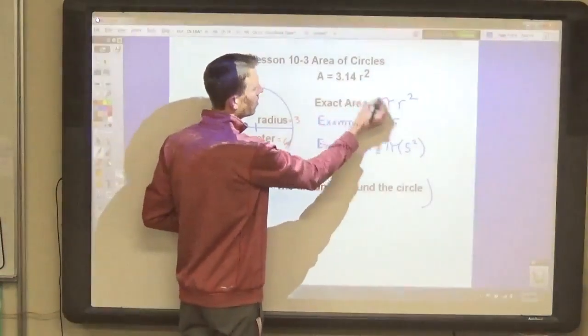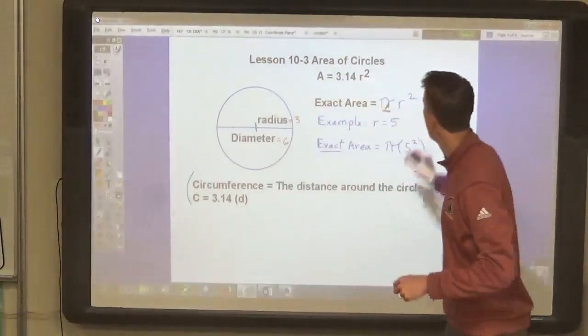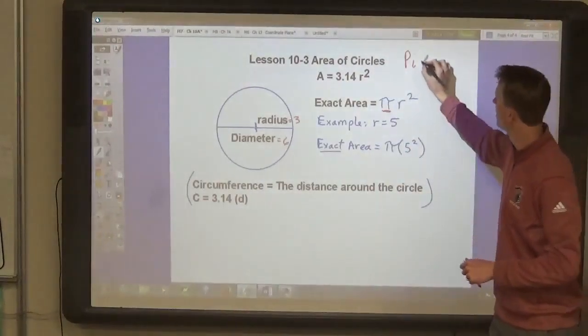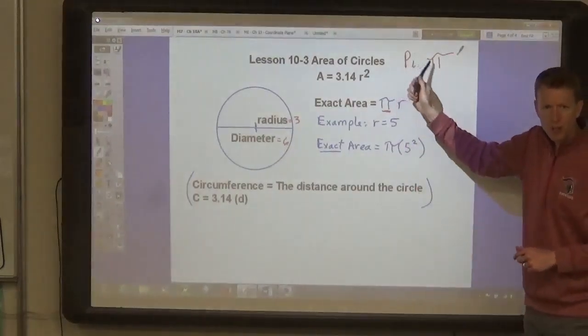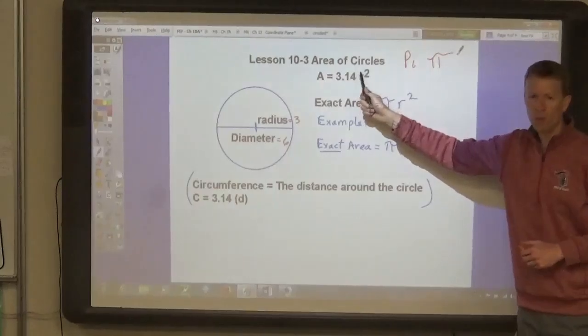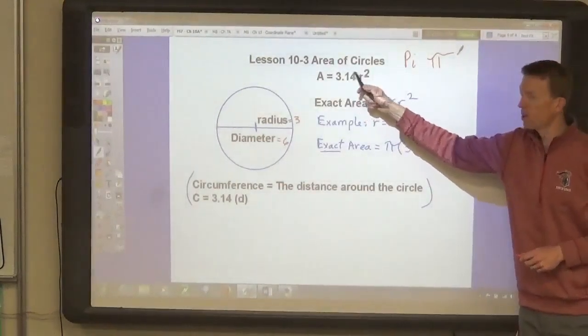And that's from this symbol. We know that as pi, P-I, that's how it's spelled, and this is the symbol. Do you know where that comes from? The number is rounded to 3.14, and that's what you'll usually use when you're using pi. But do you know where that number comes from?